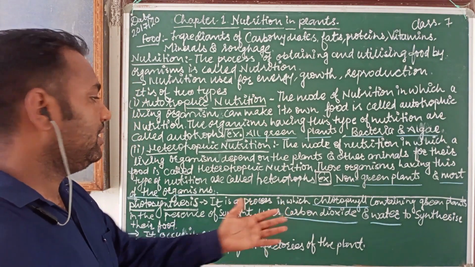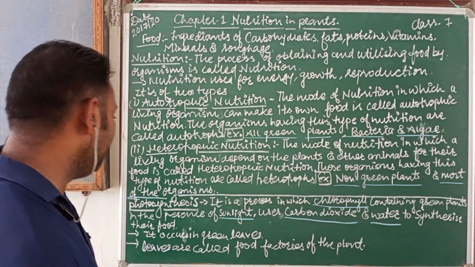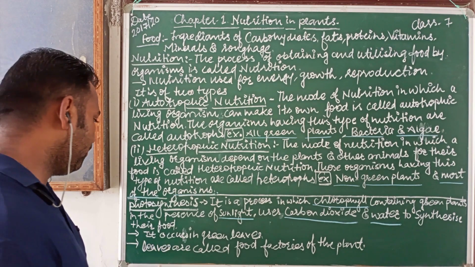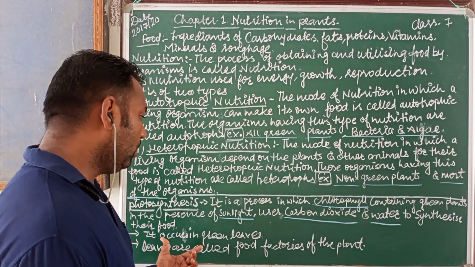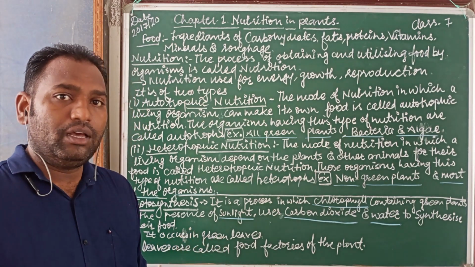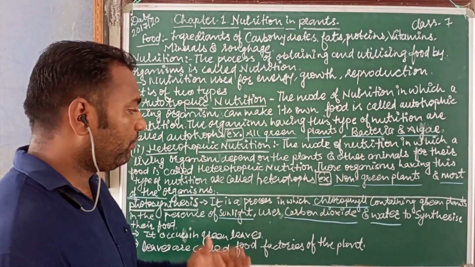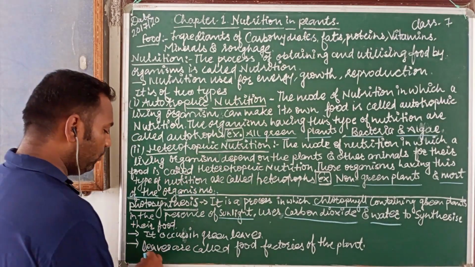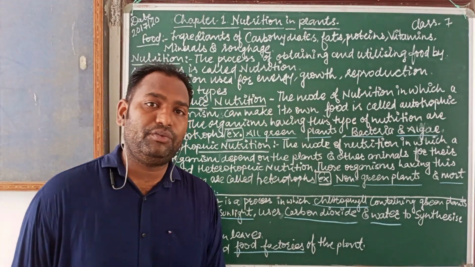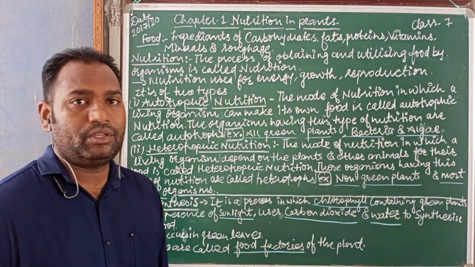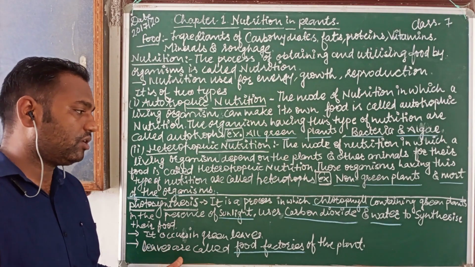When chlorophyll-containing green plants in the presence of sunlight use carbon dioxide and water, they synthesize their food. It generally occurs in green leaves, because green leaves contain chlorophyll, and only the chlorophyll pigment can perform photosynthesis. Leaves are called food factories. A factory is the site of manufacture of anything, so for the plant, food is manufactured in the leaves.